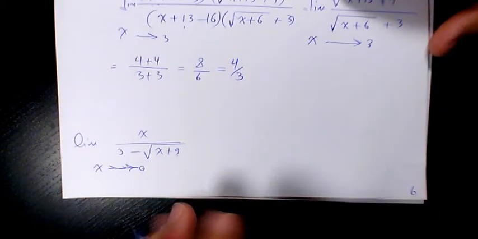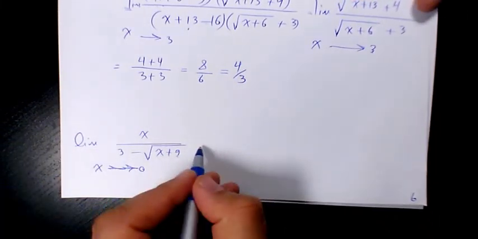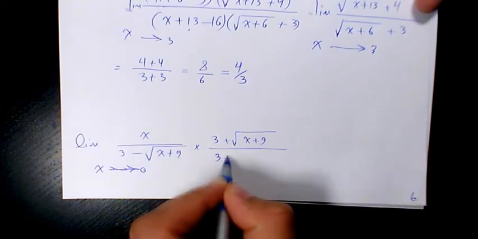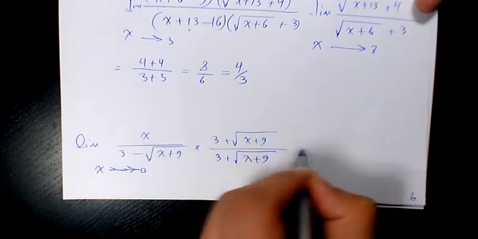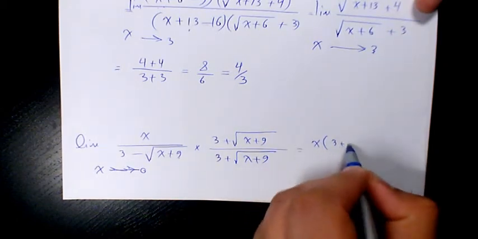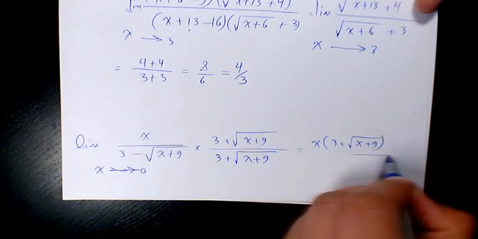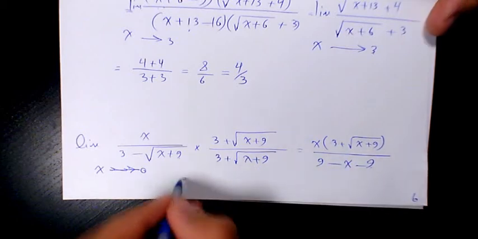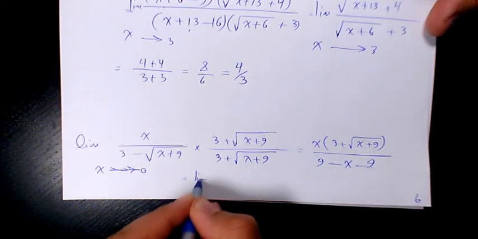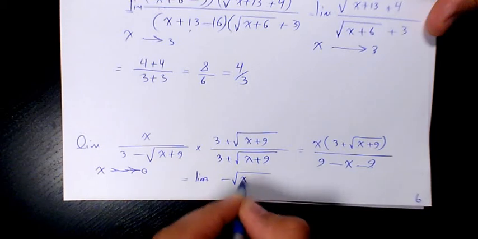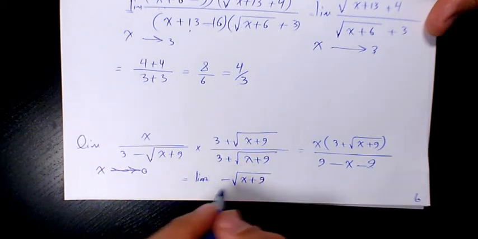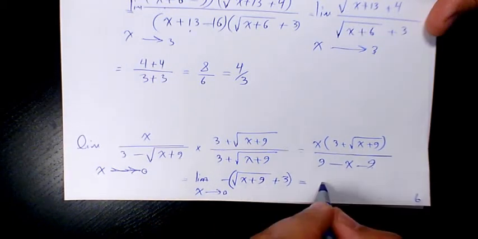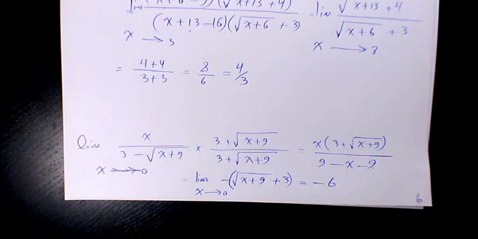Next one, which is the final question, you multiply it by the conjugate of the denominator. That's going to make it 9 minus x minus 9. Then you cancel out. It's going to be the negative limit of square root of x plus 9 plus 3 when x is approaching 0. It's going to be negative 6, which is the final answer.